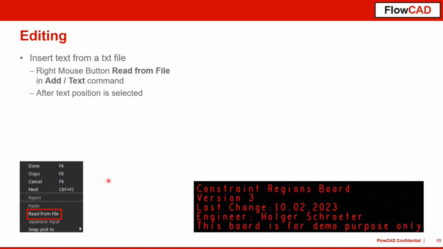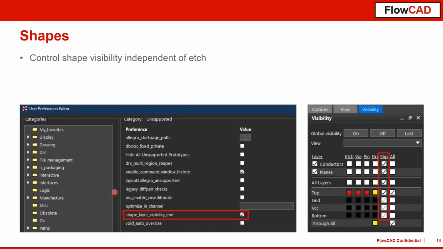One thing you have to keep in mind, you have to select the position first and then use from file, because the other way around is not working, it is grayed out. So first select this location inside of the board, and then right mouse button click, read from file, and then you can add this text from the text file. Good. Yeah, then after these few editing features, coming to the shapes.